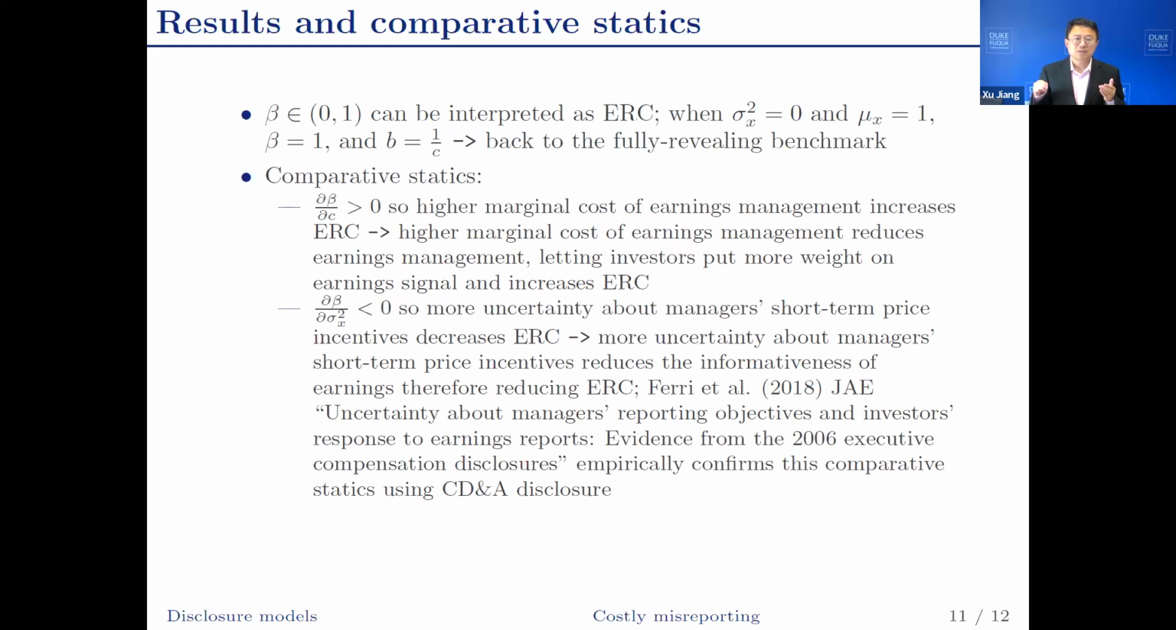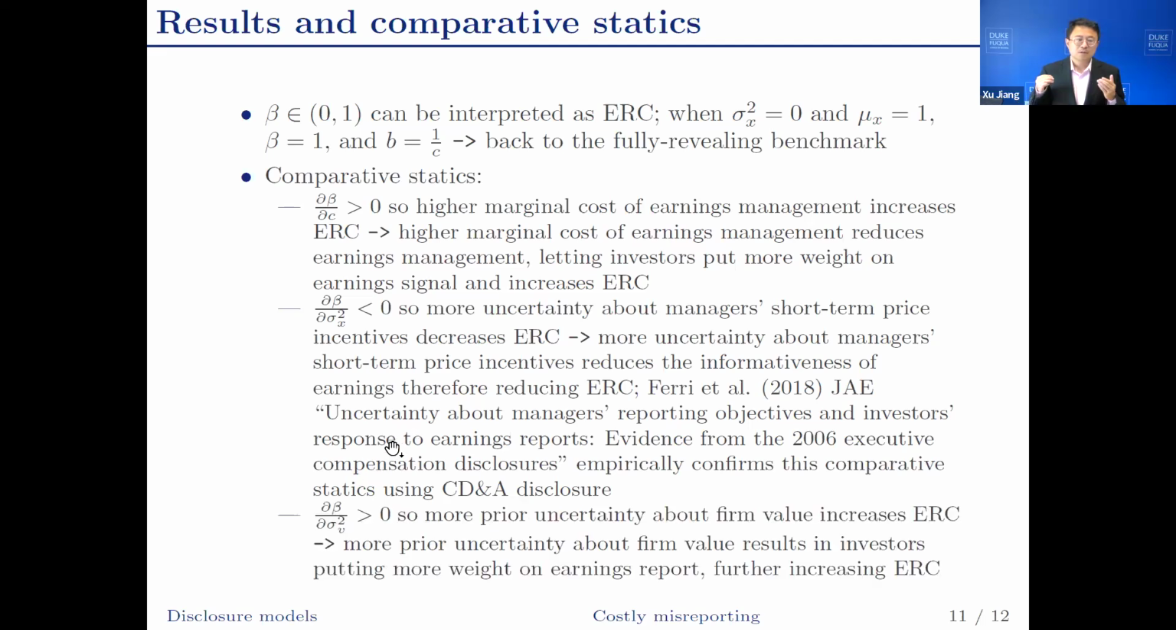The second result: more uncertainty about the manager's short-term price incentives would decrease ERC. The reason is that with more uncertainty about the manager's short-term incentive, the informativeness of earnings about the fundamental firm value decreases, because the misreporting could be due to fundamental-related reasons, or it could be due to the manager's short-term pricing incentive-related reasons. There's more uncertainty about the short-term price incentives, so the informativeness of earnings about the fundamental value goes down. And this has been empirically verified by Ferri et al.